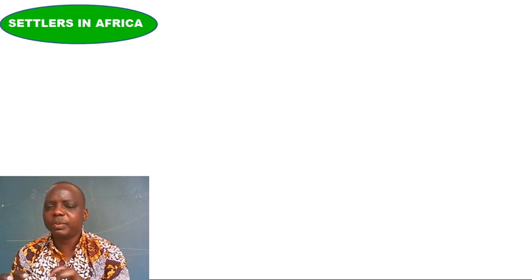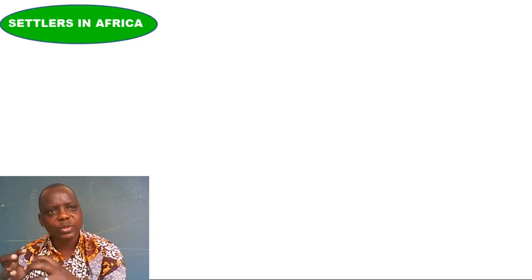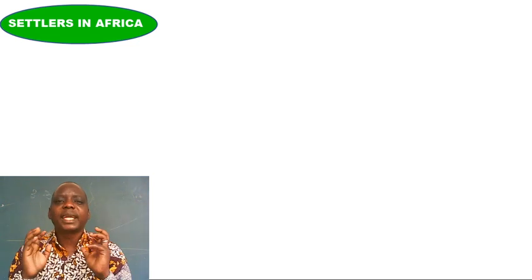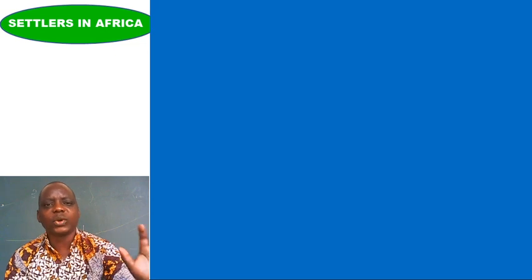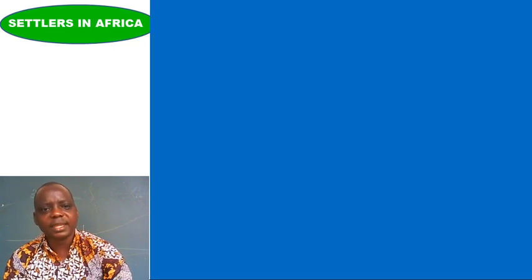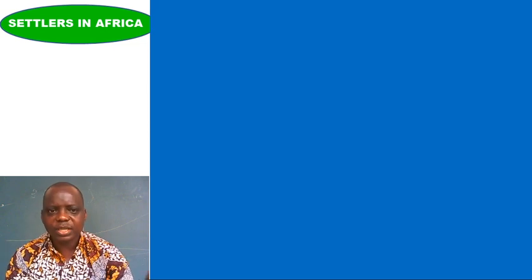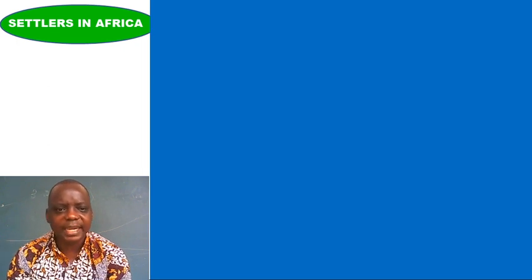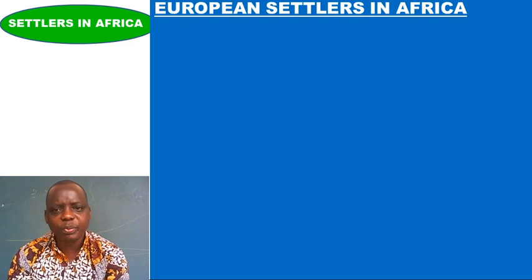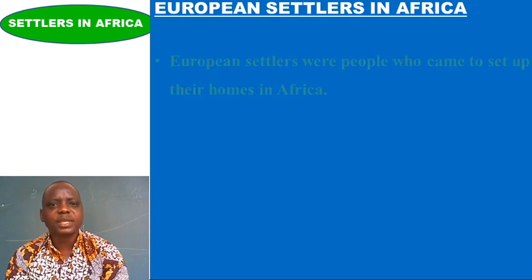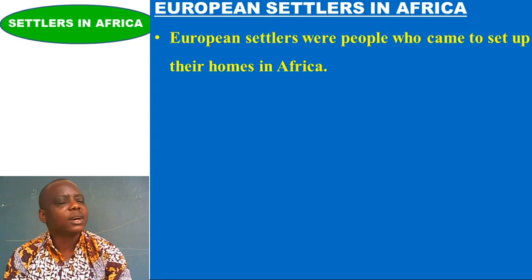Another group of people that came were Europeans. Europeans came from Europe, and that is why we call them Europeans. These people also came and settled in Africa. You looked at the Arabs and Indians when we were looking at slave trade. We know for sure that the perpetrators of slave trade in Africa were basically Arabs. But at this particular point, our emphasis is going to be on European settlers in Africa. European settlers were people who came to set up their homes in Africa.